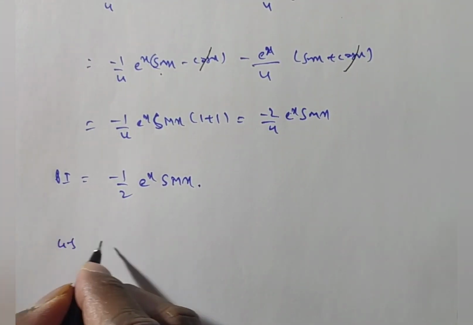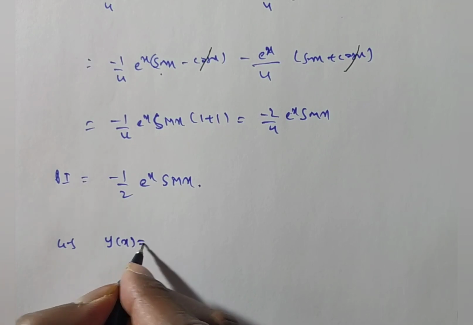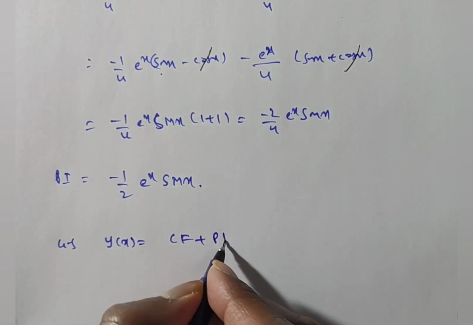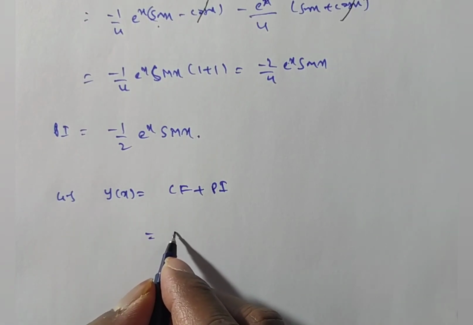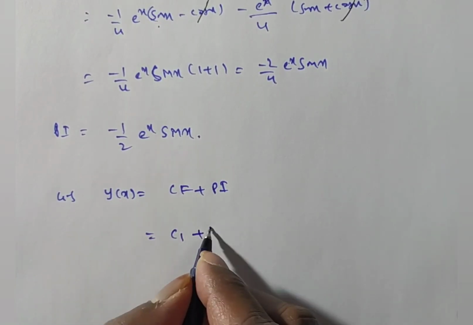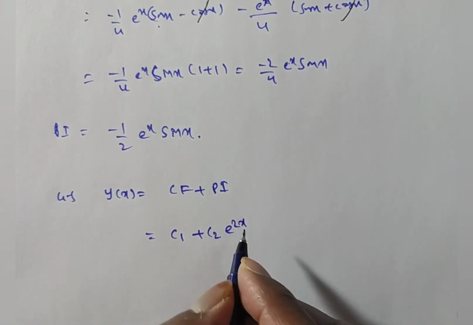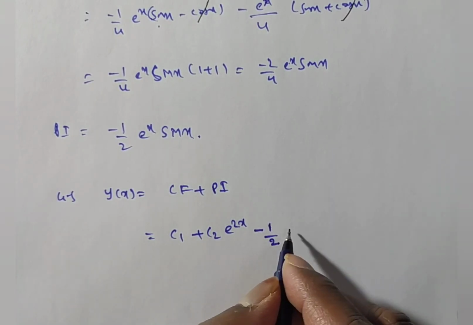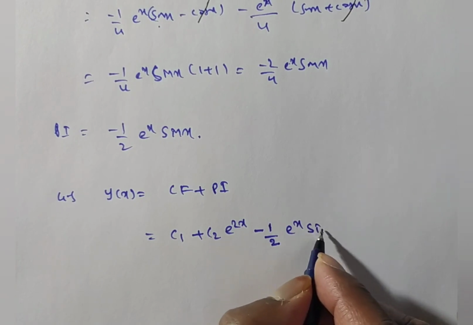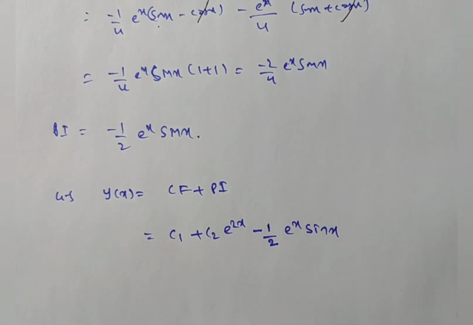Then the general solution is y of x is equal to complementary function plus particular integral. So what is the complementary function you have? c1 into 1 plus c2 into e to the power of 2x, and the particular integral is minus 1 by 2 times e power x into sin x, where c1, c2 are arbitrary constants. So is this problem clear for everyone?